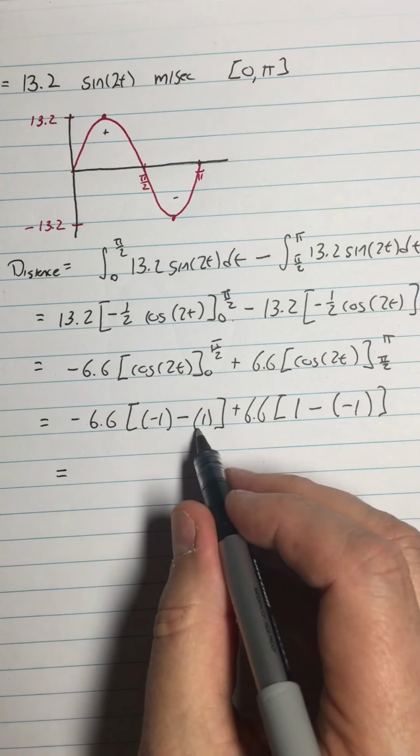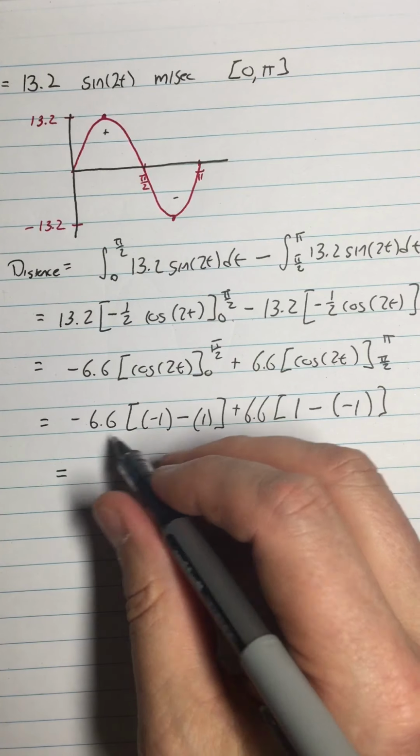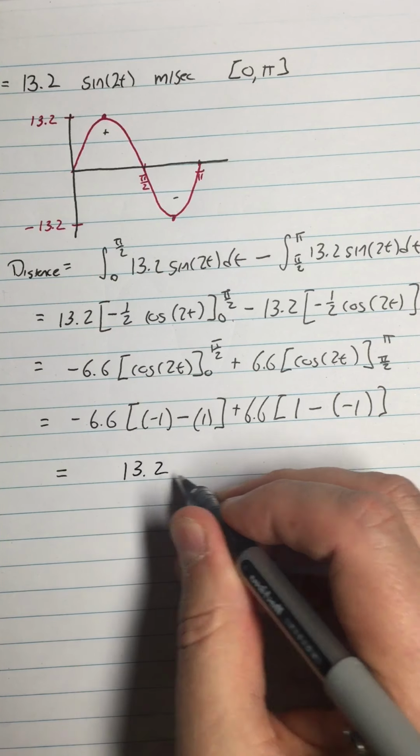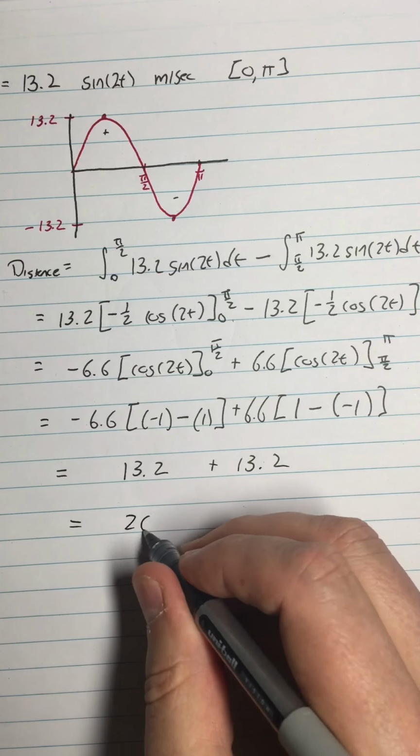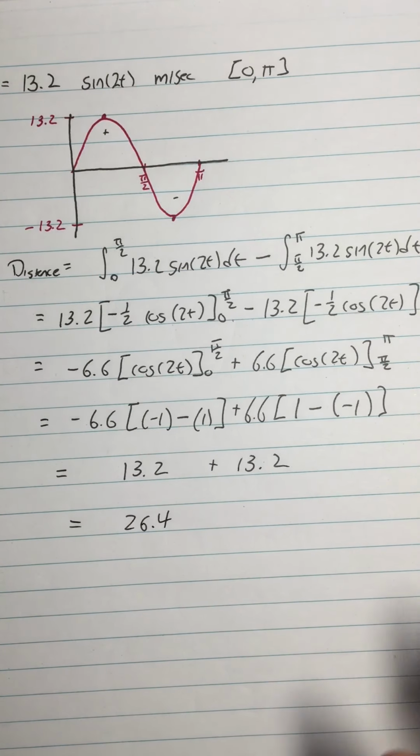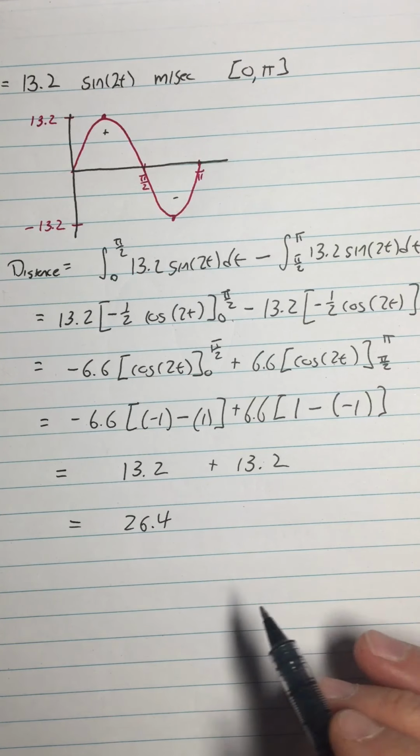So this is negative 6.6 times negative 2, which is positive 13.2, and then this is also 13.2. So my total distance traveled is 26.4. Total distance traveled always has to be positive or 0, and the only way it could be 0 is if the object didn't move at all. That's the only way total distance could be 0. So total distance has to be a positive number or 0.